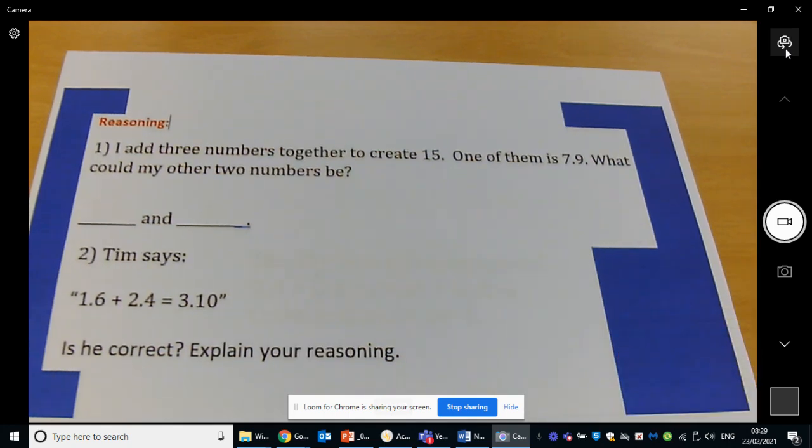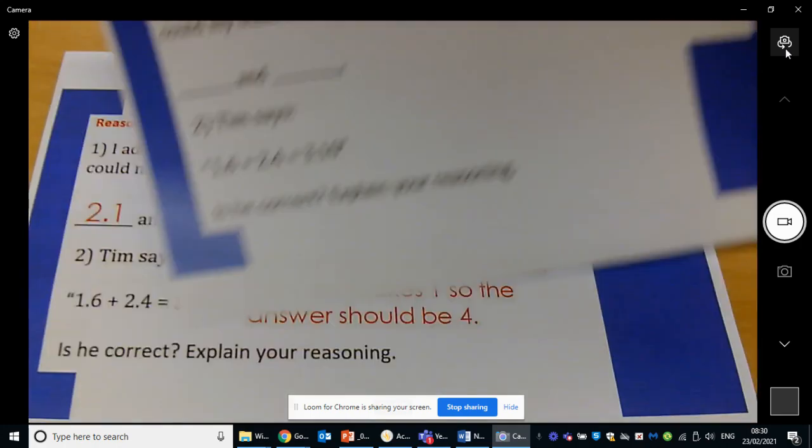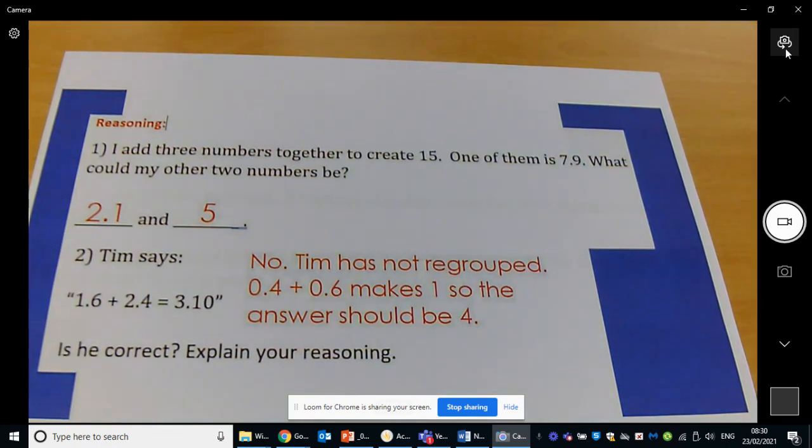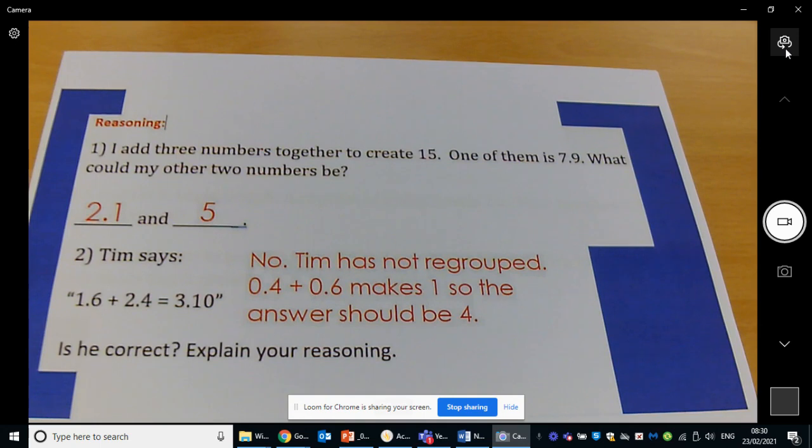So, for those of you that are really looking to push yourself, here is your reasoning. So, pause the video, have a read of these questions, and see how you manage to get on. Off you go. Okay, so let's see how you guys got on with that. So, I add 3 numbers together to create 15. One of them is 7.9. What could my other 2 numbers be?